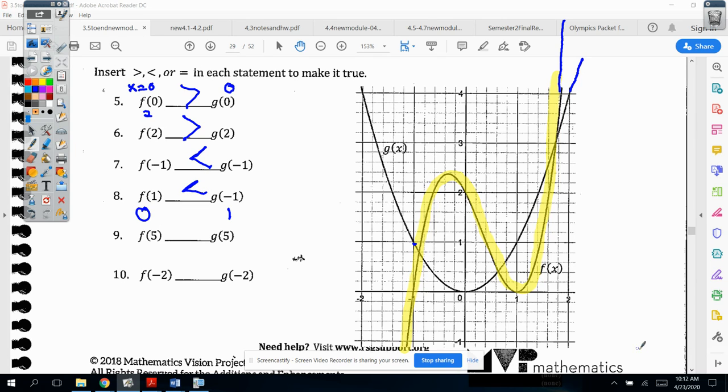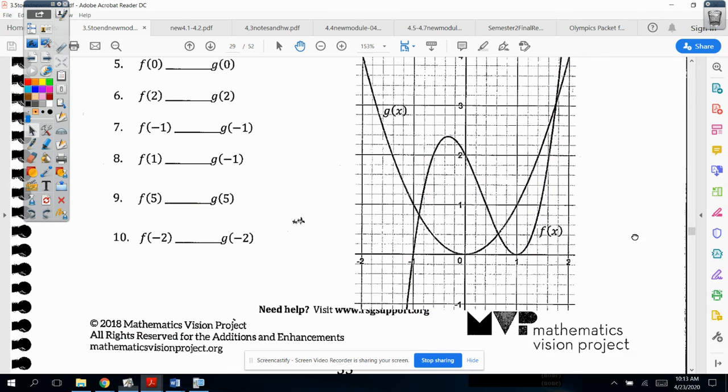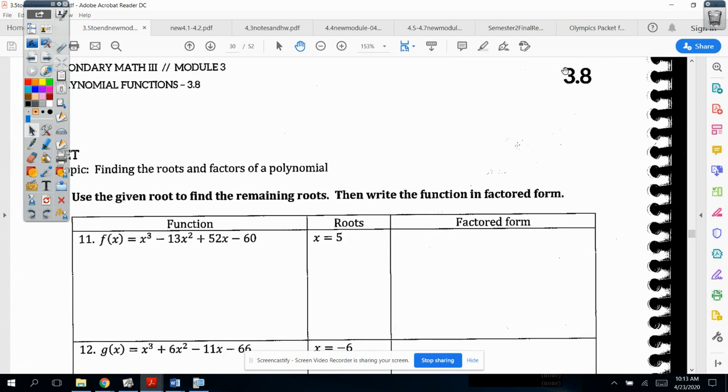At 5, once again, 5 is not even on my chart, but use what we can tell about these rates of change. This one is a slower rate of change. This one is much steeper. That F graph has to be ahead of it. And at negative 2, you can see the G graph, but you cannot see the F graph, but it doesn't matter because G is for sure going to be greater than that. Okay, this is getting us warmed up to this idea of end behavior, which will come up soon.